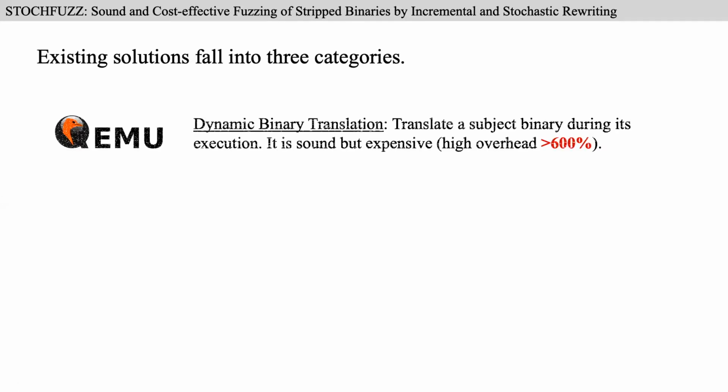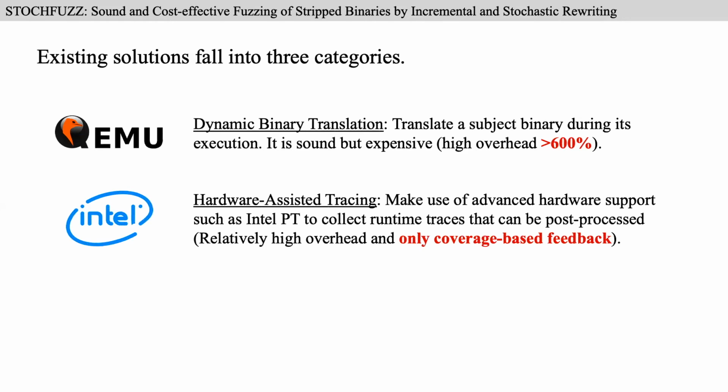Many solutions have been proposed for binary-only fuzzing. The first one uses dynamic translation engines such as QEMU and PIN, which trap execution and translate the code on the fly. The method is sound but expensive due to the heavyweight machinery. The second one uses hardware support such as Intel PT to collect runtime traces. However, these traces are generated at a very high rate and hence require substantial effort to process. It is also difficult to collect runtime information other than control flow traces.